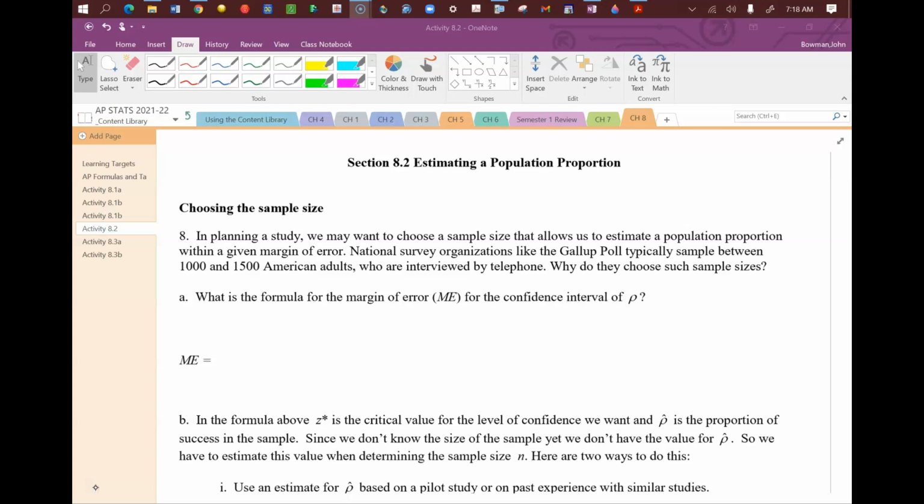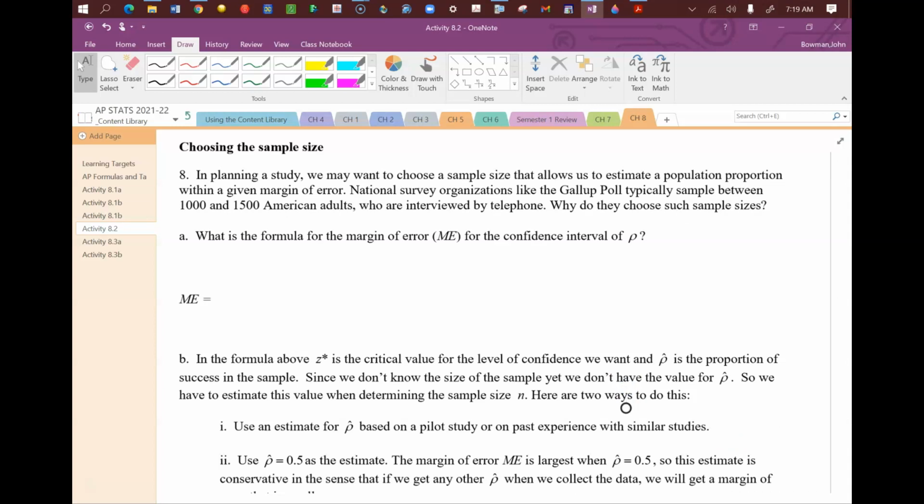So you may or may not have noticed this, but in many polls, the sample size is somewhere between 1,000 and 1,500 adults. So we're going to talk about why that is, but first we're going to figure out why we need, and how we calculate, a particular sample size.